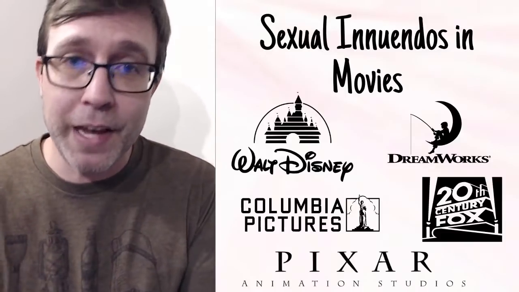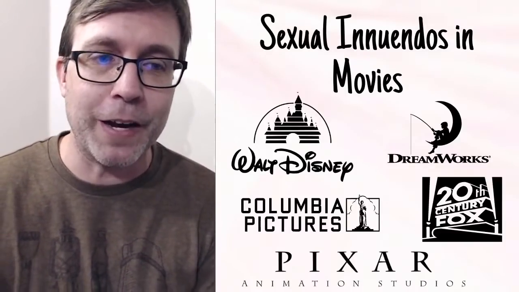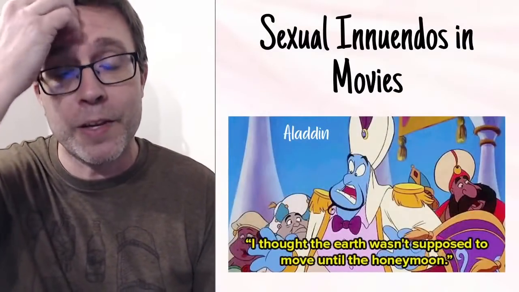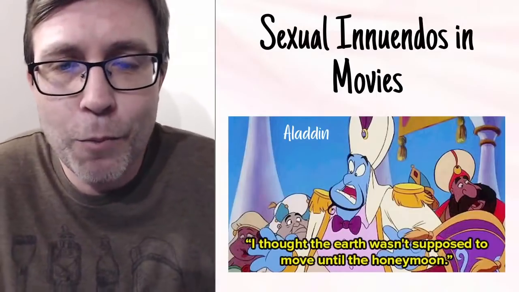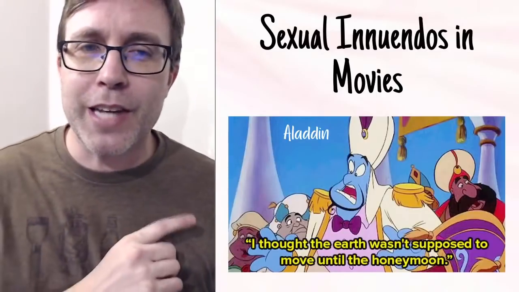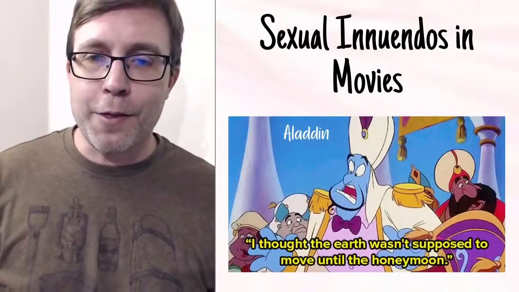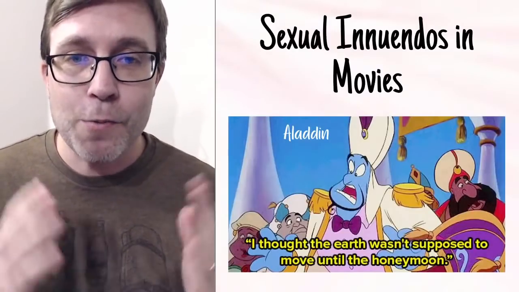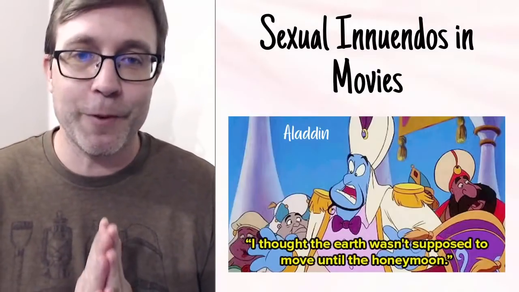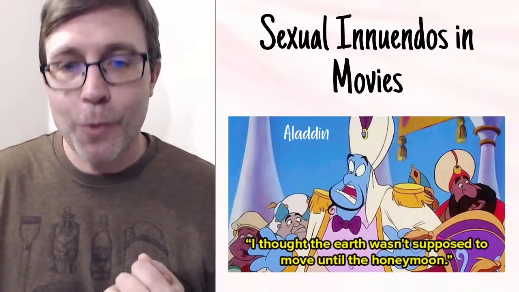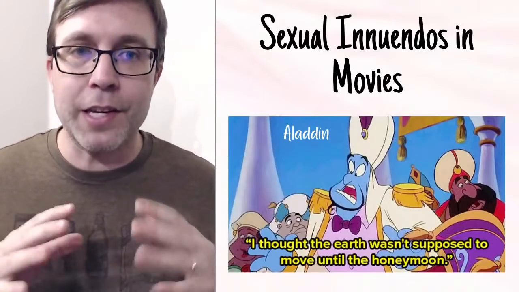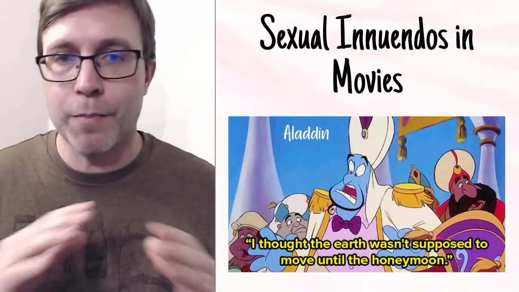So let me give you some examples of innuendos that you would find in some of these movies for children. The first one is from the movie Aladdin. In one part of Aladdin, the quote is down there. He says, "I thought the earth wasn't supposed to move until the honeymoon." All right, so what do you think? What do you guys think that he's referring to? Saying, I thought the earth wasn't supposed to move until the honeymoon. If you're not sure, in this situation, I guess the earth is shaking and moving.